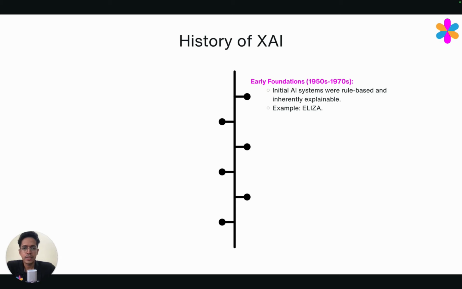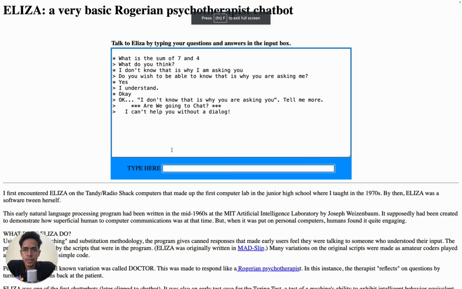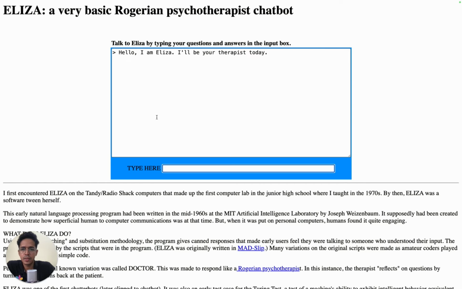An example of this is Eliza. Eliza was a very primitive chatbot developed at MIT. I just want to show you briefly the working of Eliza on their website. So let me go to that. So this is the Eliza chatbot. I've done a bit of chatting with Eliza. Let me just clear it. So just have a look at this.